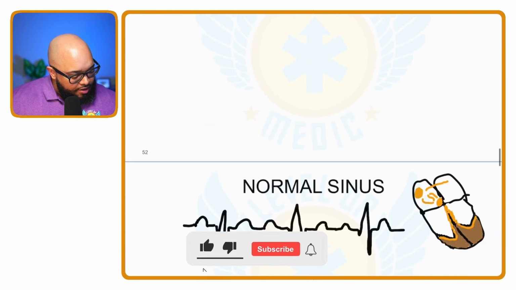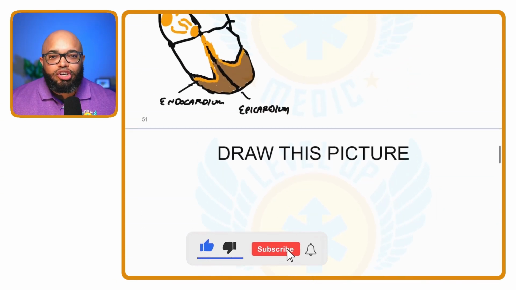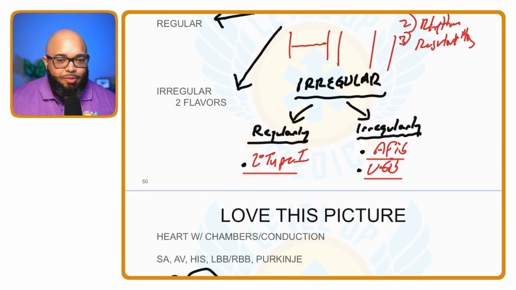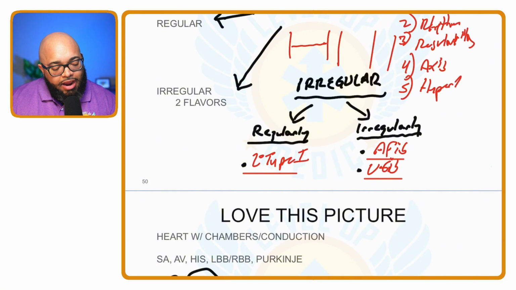Okay. So we're about to go into the rhythms. Now, remember step number 4. What was step number 4? Step number 4 is where we look at, for instance, axis. We've already covered that part. Step number 5, we're going to look for evidence of hypertrophy. That's coming up later. And then step number 6 is where we're looking for infarction.